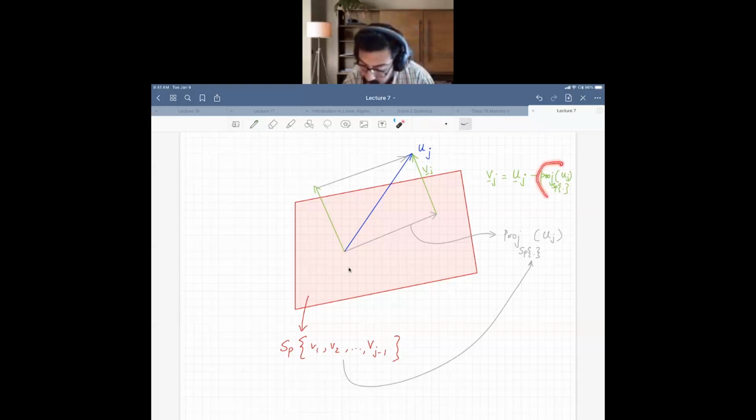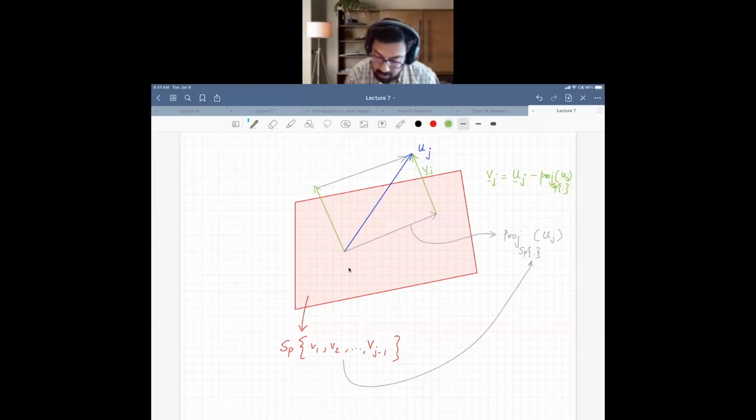And in this particular thing, you are growing every vector, right? Every step, you are adding one more vector to the span. At the beginning, you have one vector in that span, V1. Then you add V2. Then you add V3. When you are working for UJ, you would have added up to VJ minus 1. So if you want V3, take U3 and subtract the projection of U3 onto the span of V1 and V2. Right? You see that? So that's how you would get VJ.